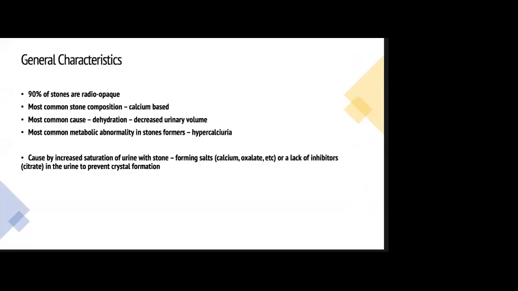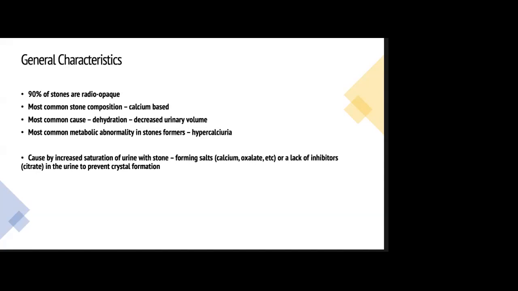And so what are the general characteristics of kidney stones? Most of them are radio-opaque, meaning that you can see them on a CT or X-ray. The most common kind of stone composition is a calcium-based stone. Those are calcium oxalate, monohydrate and dihydrate stones. And the biggest factor, which is specifically in the South, is dehydration, because that leads to decreased urinary volume, and that creates a situation where you can have supersaturation of some of these dissolvable minerals.